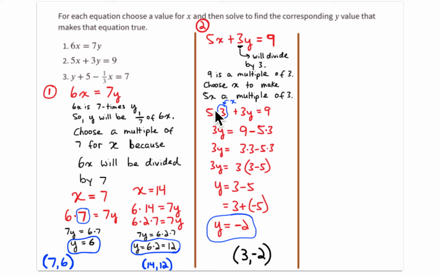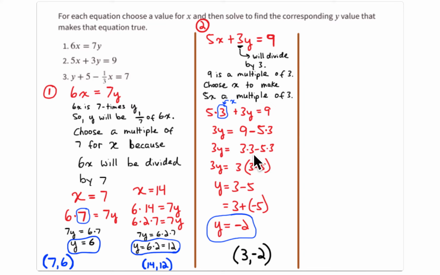If I'm adding 5 times 3, or 15, I have to subtract that away. So now I have 3y equals 3 times 3, which is 9, minus 5 times 3, which is 15. Now I'm using the distributive property, factoring out this 3 because I know I have to divide by this 3. So it's 3 times (3 minus 5).